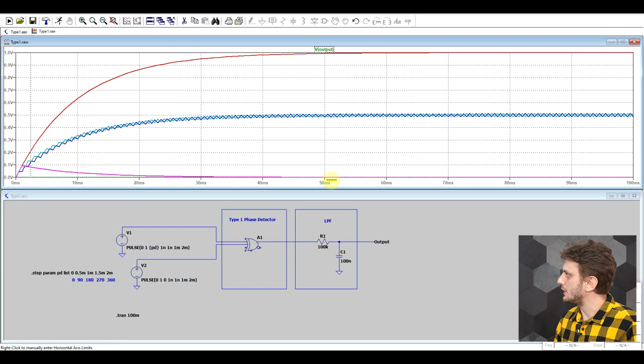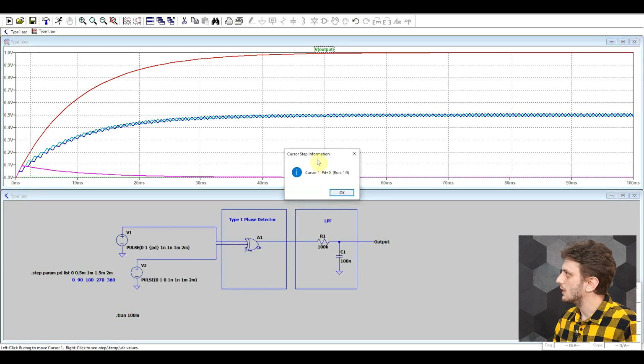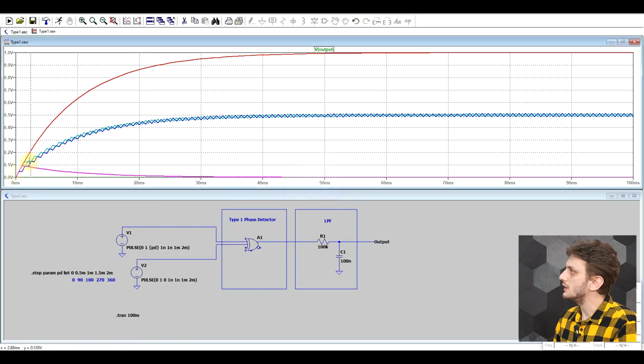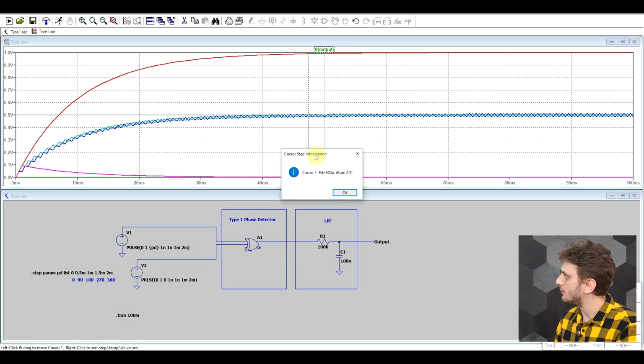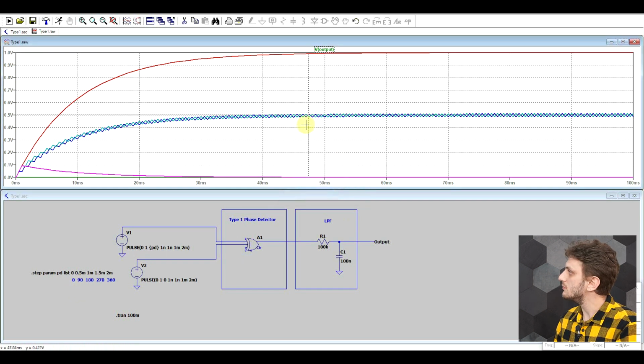The first line in green that goes on the bottom, so it always stays at 0, corresponds to the case in which our phase delay is 0. So at 0 degrees, we have a 0 output voltage. Then if I move through the graphs, using my arrow keys, I went up. The second graph is the blue one, which corresponds to our 90 degrees phase shift.